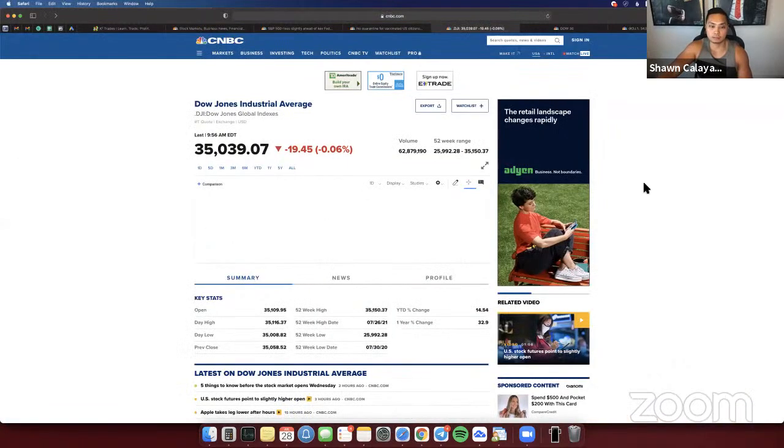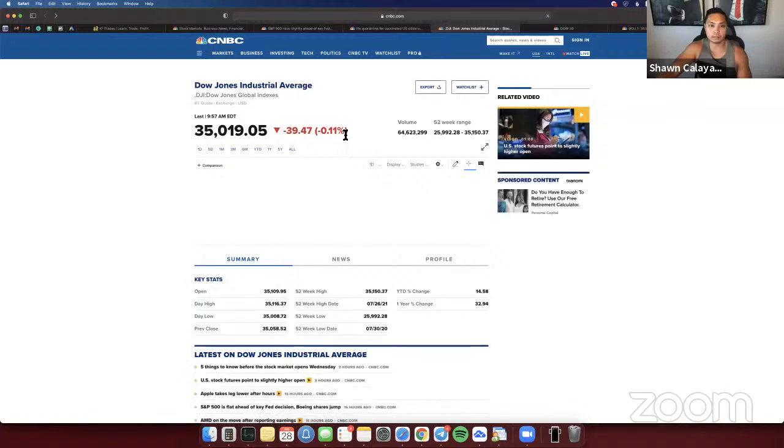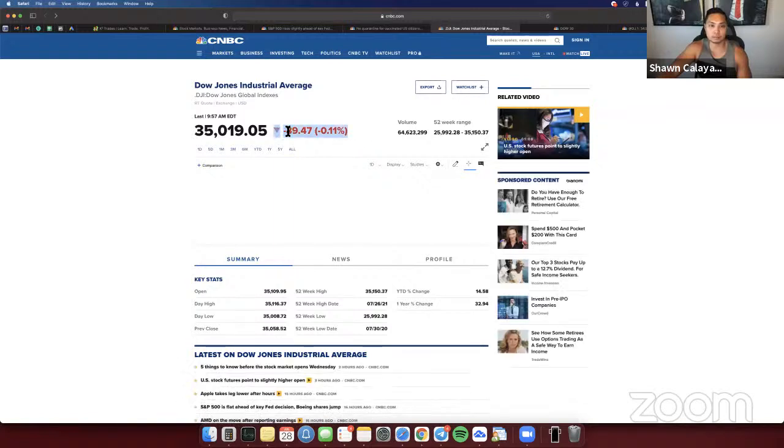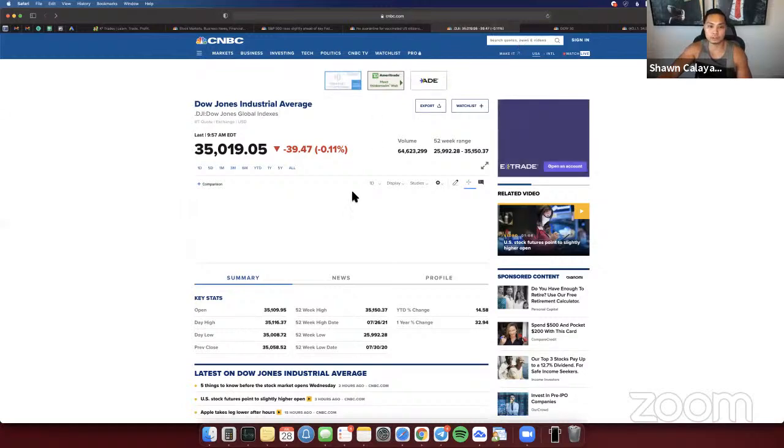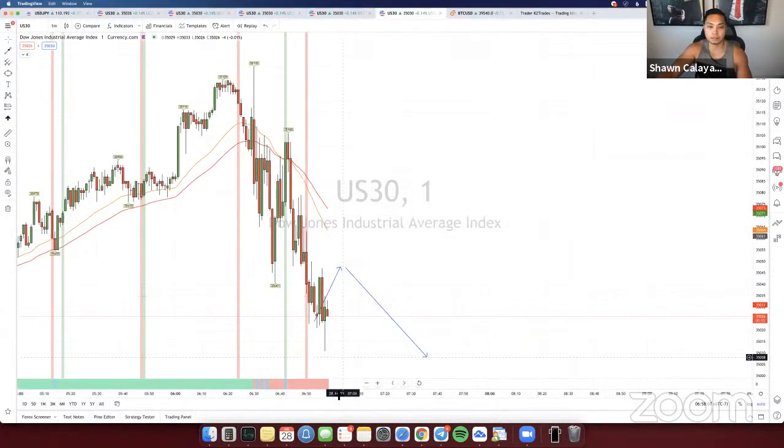Let's see. Okay, so now it's starting to drop again. It's down 40 points. You can see it's kind of just going back and forth, right? It's not really pushing heavily in one direction or the other. It's kind of just going down, then it comes back up, then it comes back down. But obviously you can see from the market, it's not really choosing a direction just yet.